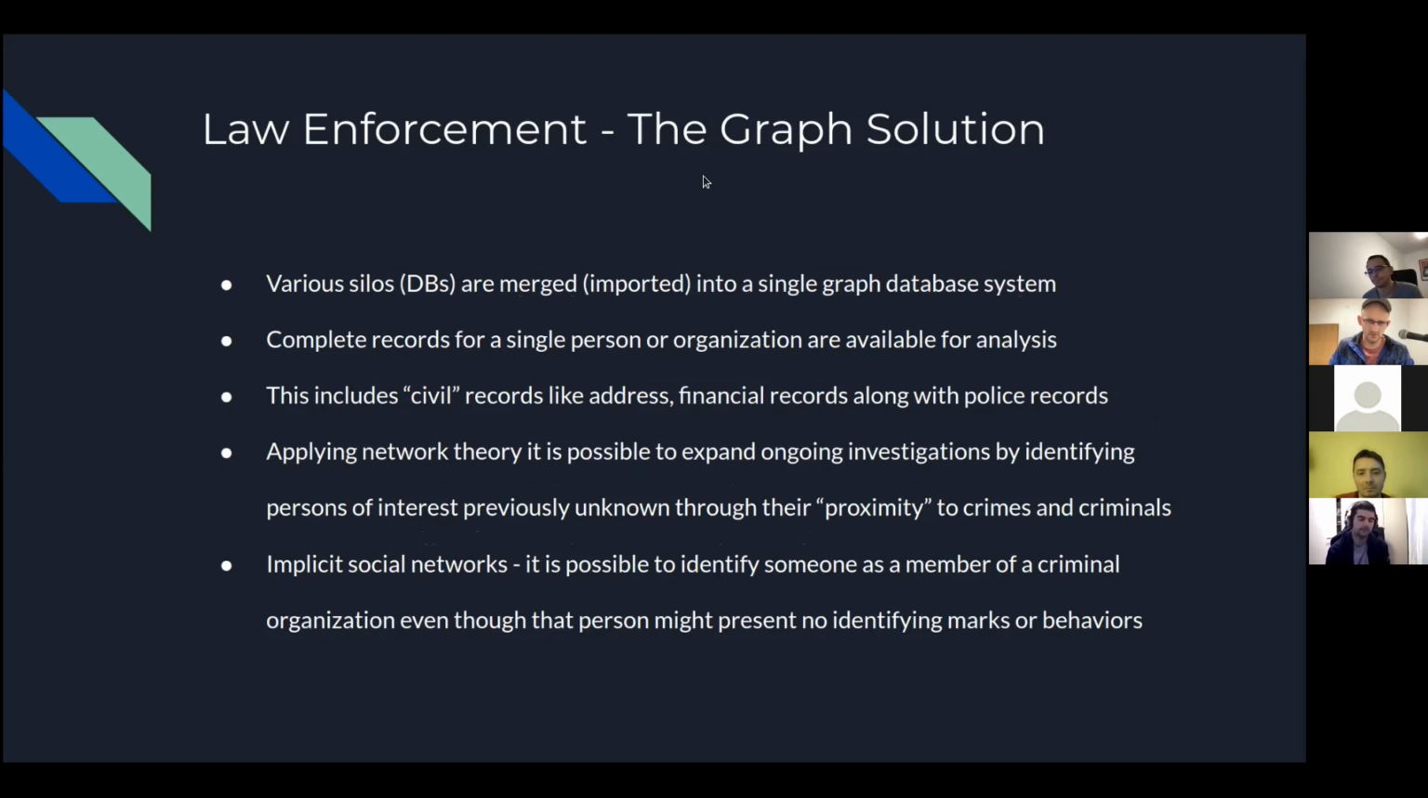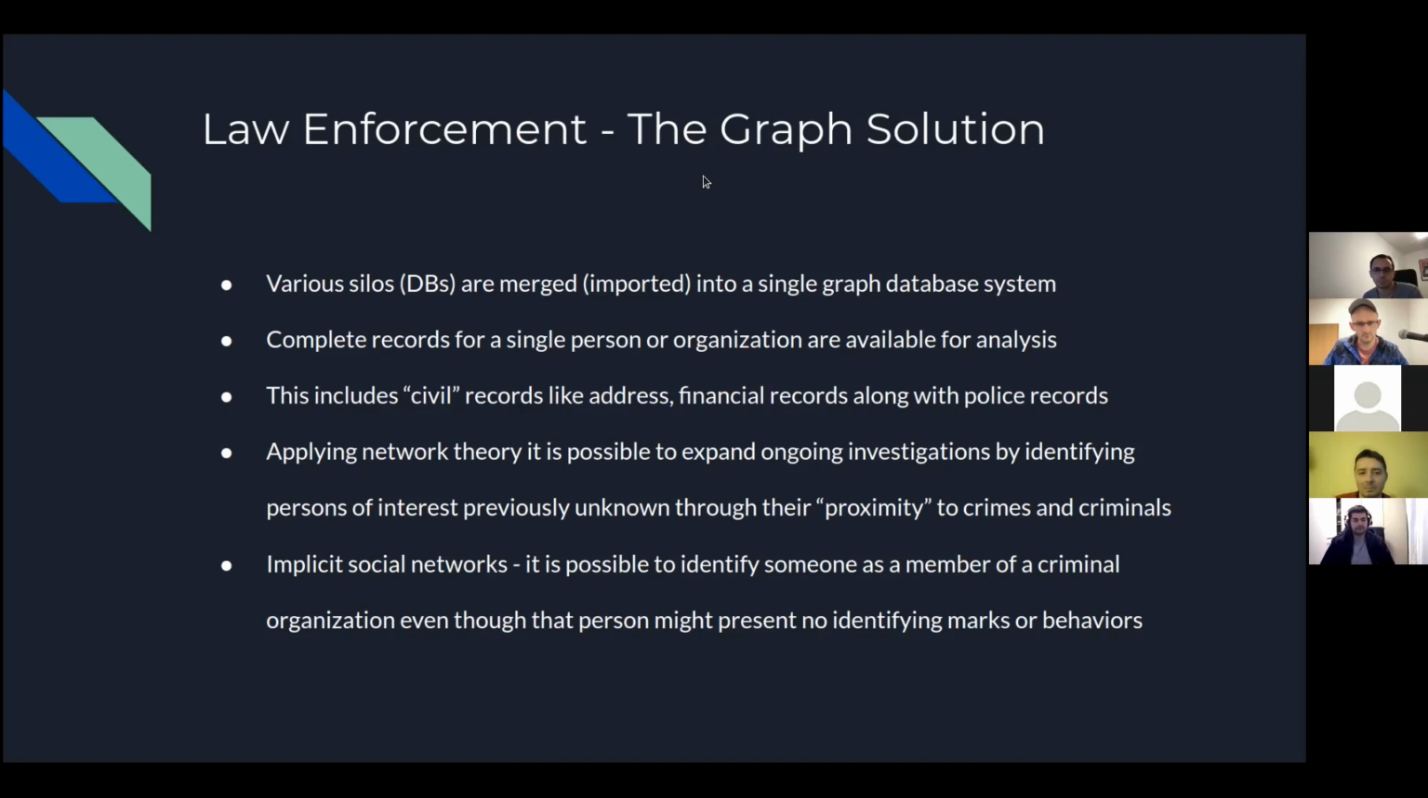So one object here, be it a person or organization or real estate or whatever, you get all of these data points from the various databases merged, and you could see them all in one place. So this would be both civil records, like addresses and financial records, along with police records, arrest records, surveillance records, whatever. And here's where network theory comes in well.